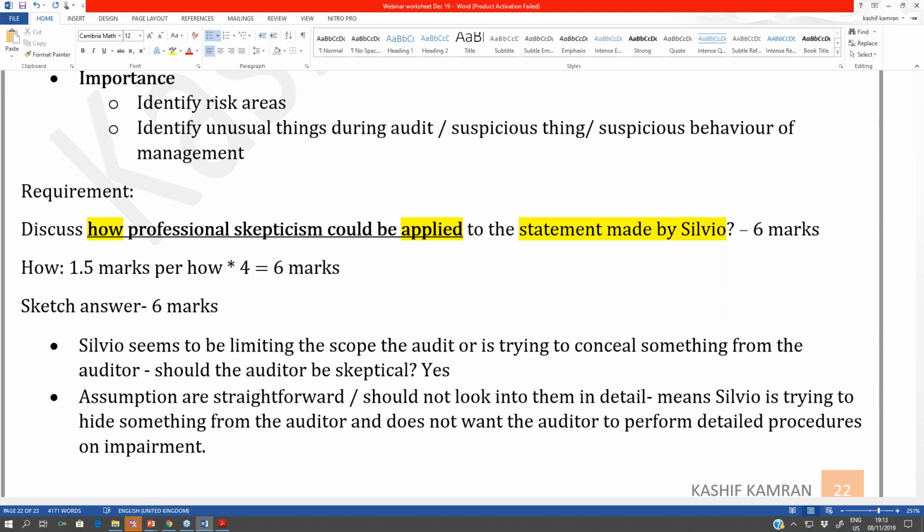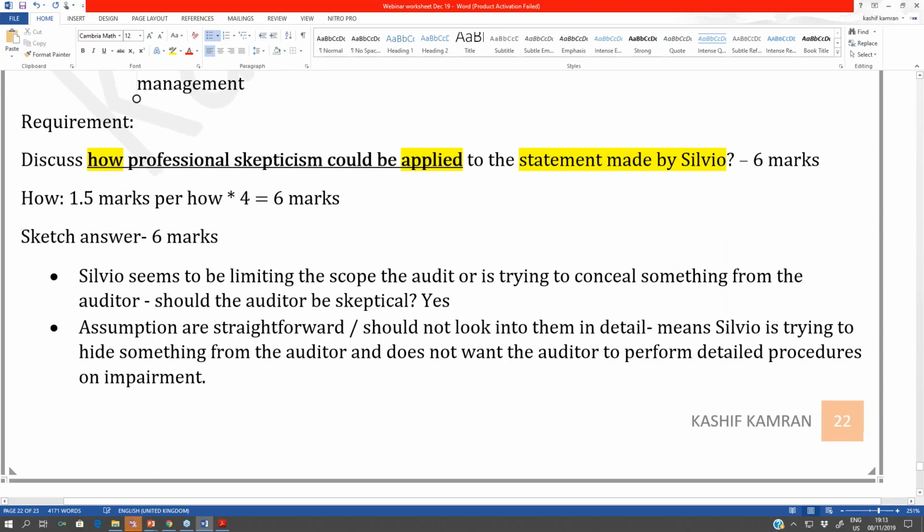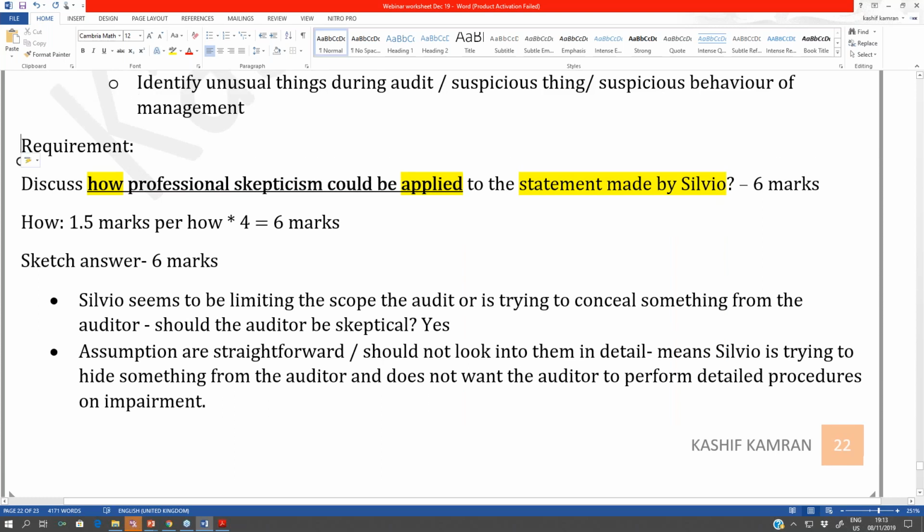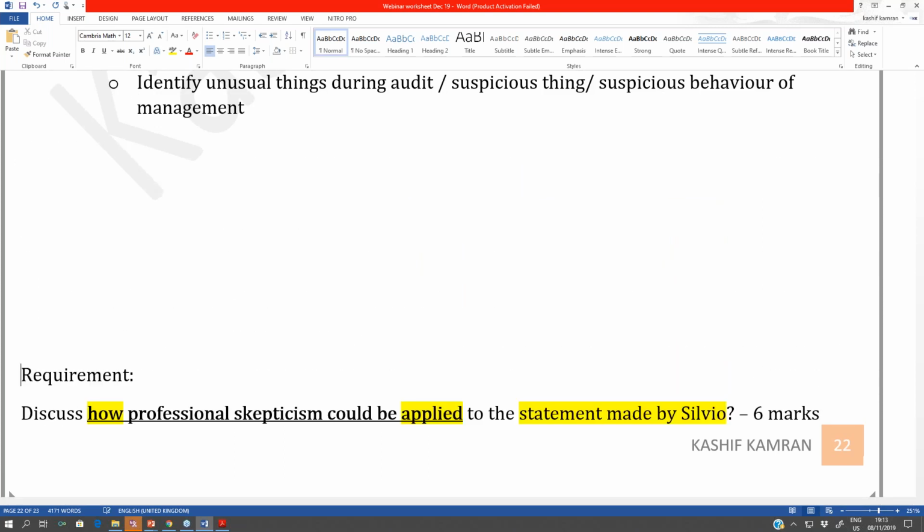Right? I hope you can sense a Silvio statement, and you can sense the need to be skeptical behind the Silvio statements here. Right? So that's how you're going down with the answer, right? Okay, let's do one more example and you continue this answer yourself later.